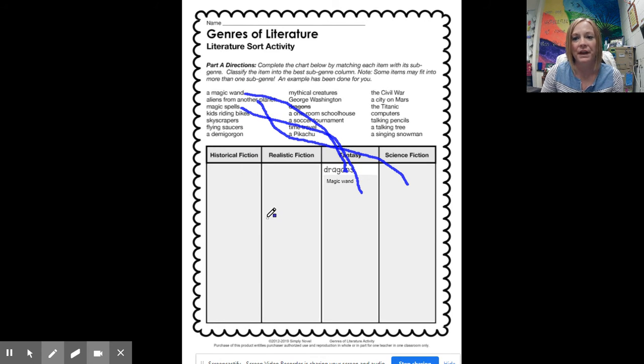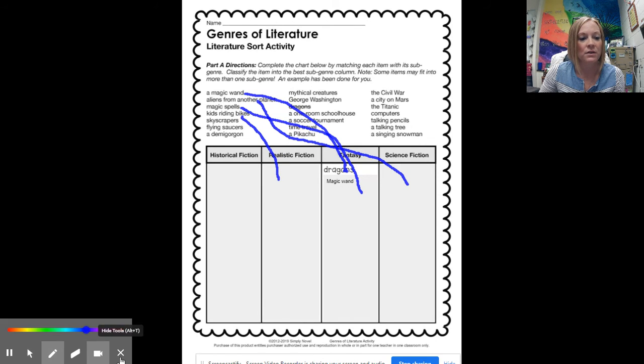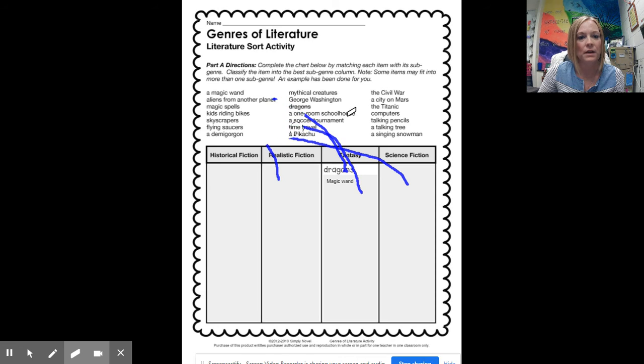Now, kids riding bikes, that's something that can actually happen in real life. So I'm going to take kids riding bikes and type it in realistic fiction. Even though I was just using the pen for that, you actually need to type it into the section that they fall under. Okay? If you have any questions or don't remember what each of these are, go back to the first page. Let me erase all of my things here so you can see the page.